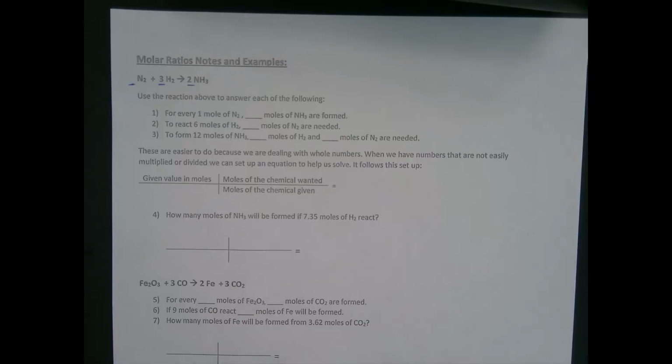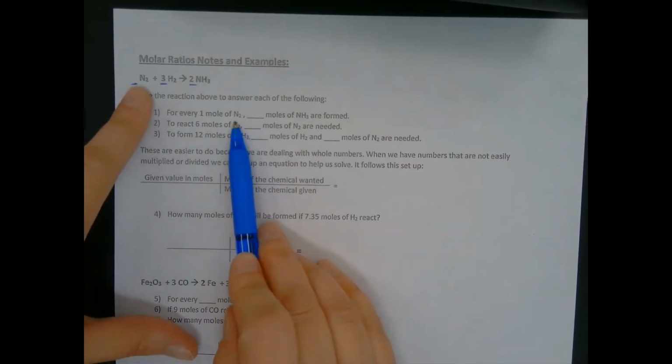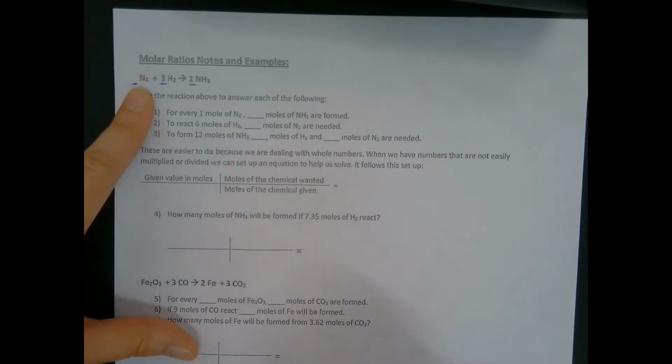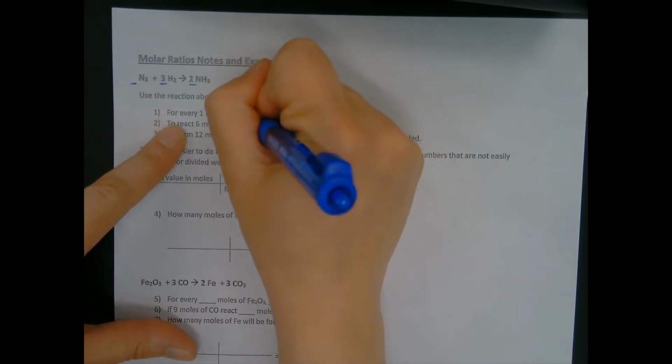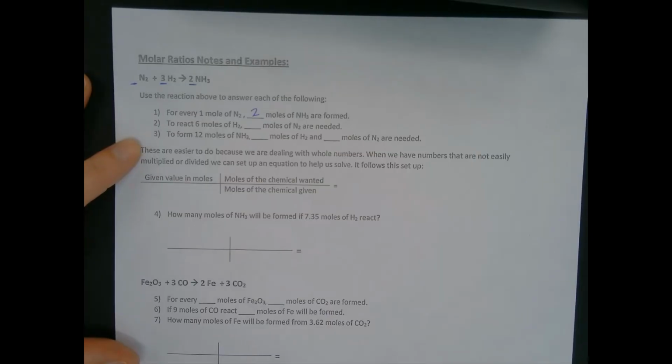So let's take a look at this then in terms of number 1. So for every 1 mole of N2, so if I'm looking at N2, 1 mole of N2, blank moles of NH3 are formed. So what's this ratio? 1 to 2. Okay, so for every 1 mole of N2, 2 moles of NH3 are formed. That's the ratio. It's a 1 to 2 ratio. Okay, well now let's look at number 2. To react 6 moles of H2, blank moles of N2 are needed.